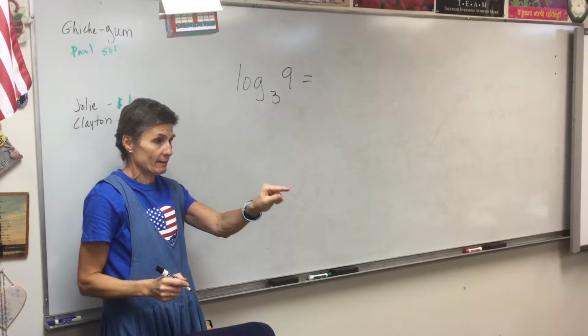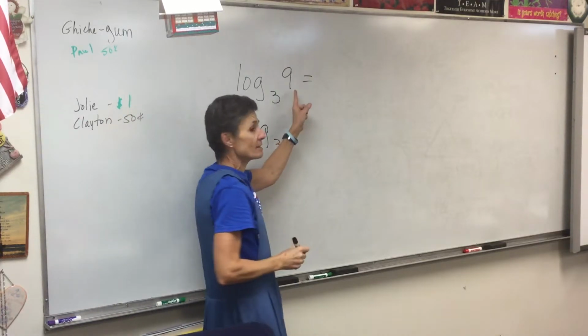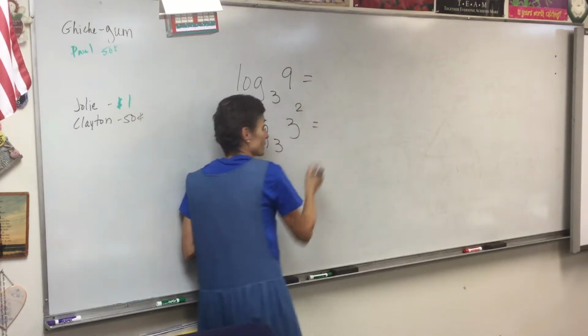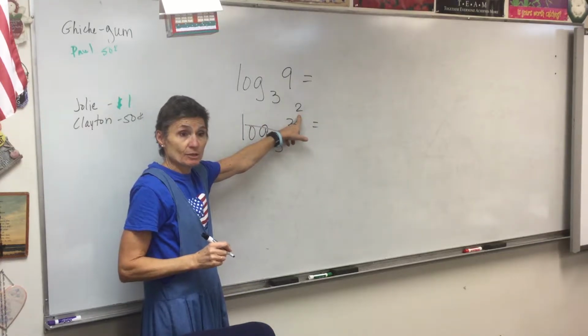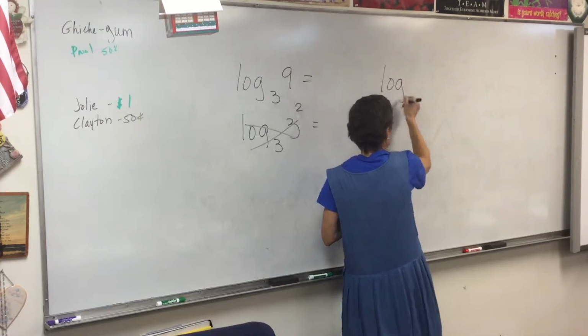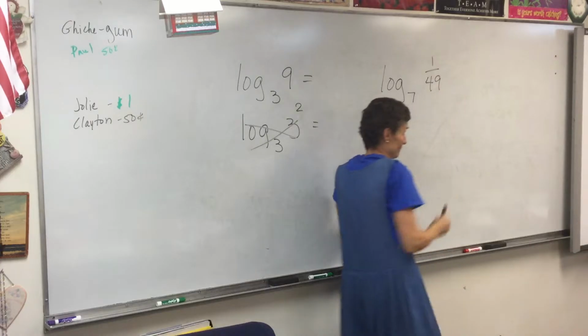You were getting really good at them. It's 2. And it's 2 because 9 is 3 squared. And these cancel, so the answer is 2. Now, you have to be careful because sometimes you have to do tricky things. Like, what's the answer to this one?